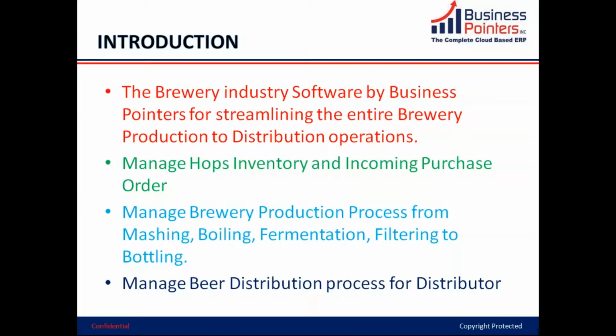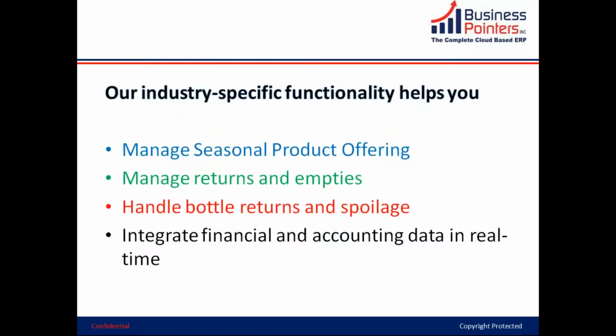If you see over here, the brewery industry software by Business Pointers helps you streamline the entire brewery production to distribution operations. You can manage hops inventory and incoming purchase orders. You can manage the brewery production process from boiling, mashing, fermentation, filtering, and bottling. You should be able to manage the beer distribution process for all distributors.